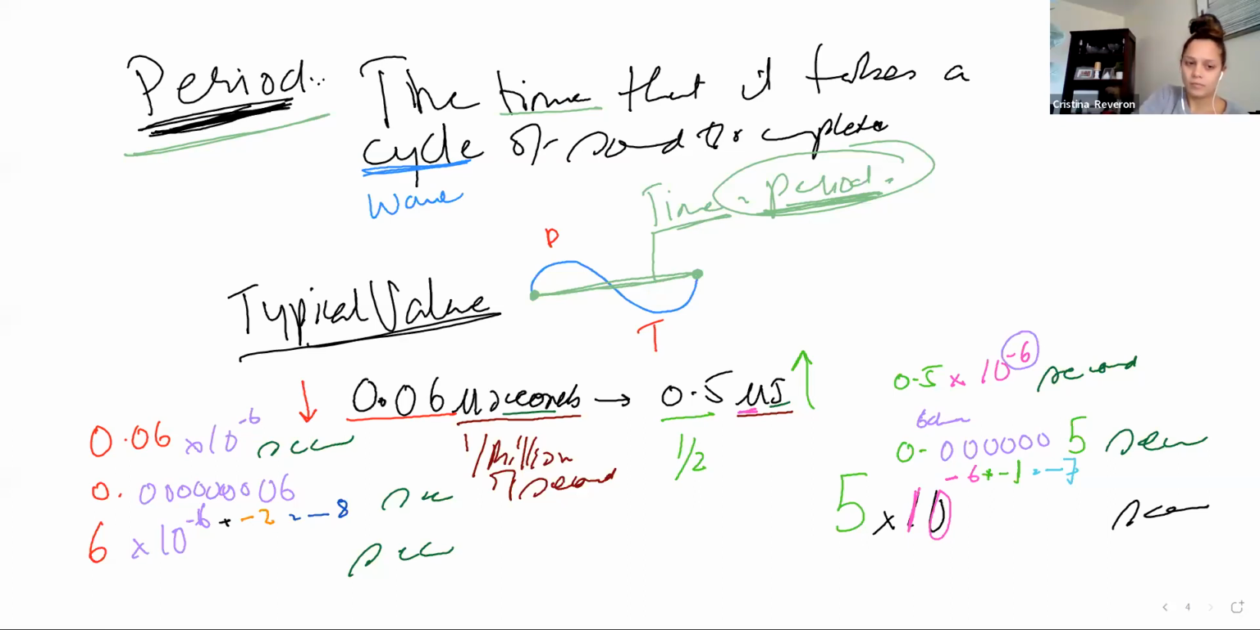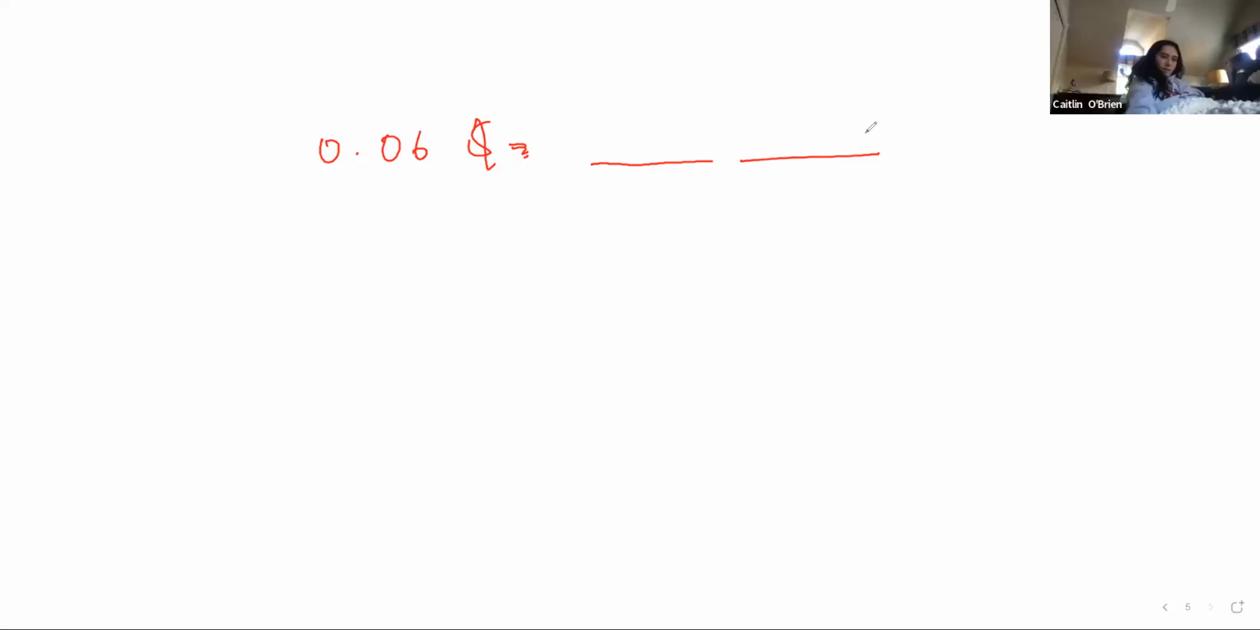Now, if you just talk about it in our currency terms, if I give you 0.06 of a dollar, what would that be equal to? 0.06 of a dollar is equal to what? 6 cents. 6 cents. Okay, good.